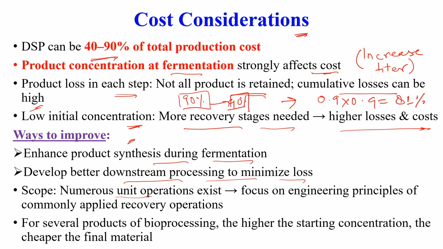There are numerous unit operations, so we focus on the engineering principles of commonly applied recovery operations, and if needed some advancements or augmentations need to be done. For several bioprocessing products, the higher the starting concentration, the cheaper the final material. It means accordingly the cost of downstream processing decreases.